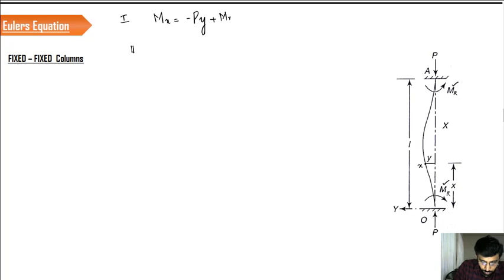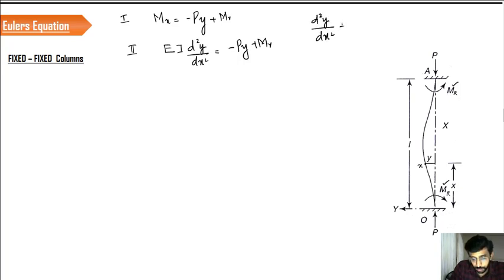In the second step, what we are supposed to do is equate this with EI into d square Y by dx square, which is equal to minus P into Y plus MR. When we divide by EI, it is going to be d square Y by dx square plus P by EI into Y equal to MR by EI.